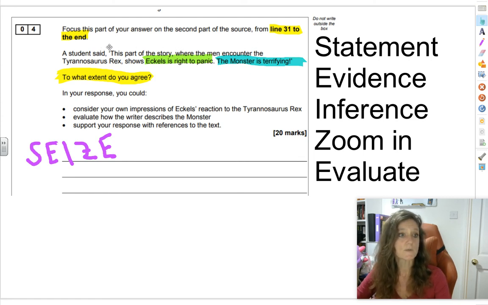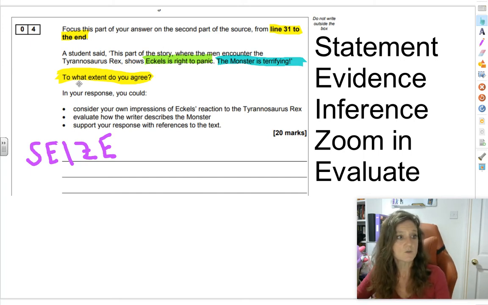This part of the story where the men encounter the Tyrannosaurus Rex shows. First part of the statement, Eccles is right to panic. Second part of the statement, the monster is terrifying. Okay, so those are the two parts of the statement that I'm going to be arguing with. Sometimes you can chunk it into 3, normally at least 2 you can chunk the statement into, and you've got 2 different bits of it there.